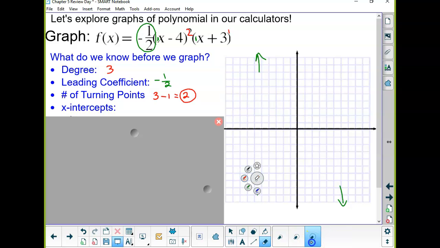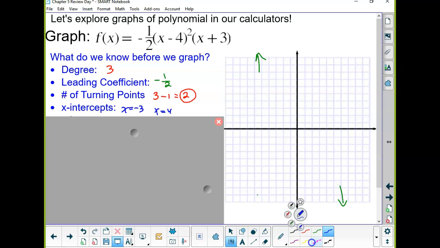But do you know your intercepts from the factored form that we're in? What's one of the intercepts that we have? -3, right? If I put in a -3 here, that's going to make this equal to 0. Perfect. So -3. Now what's another one? Positive 4. Because if I put a 4 here, that'll make that part 0.